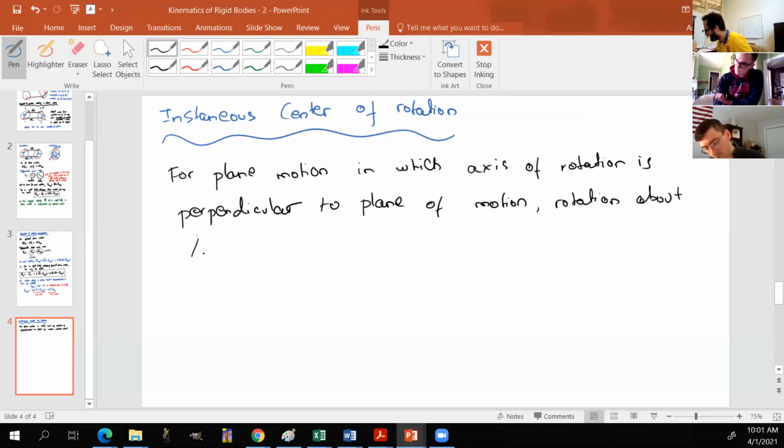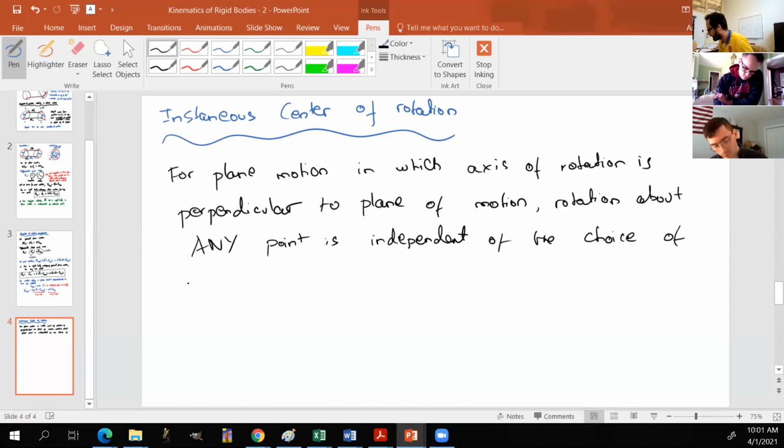Rotation about any point is independent of the choice of reference point. You can tell me, Ashish, so many words, you're confusing me. Don't get confused. All that we're trying to say over here is that as long as you pick any 2 points on a rigid body, you're good to go.